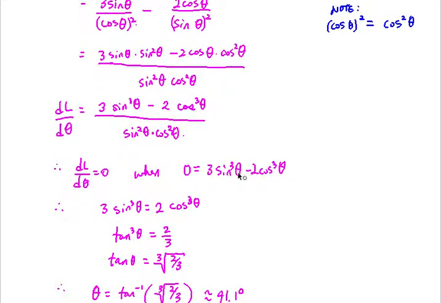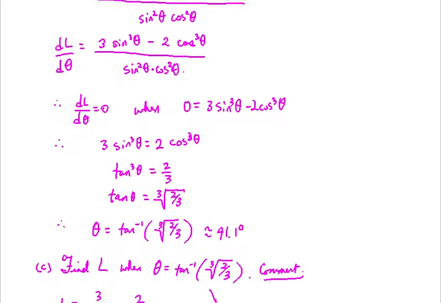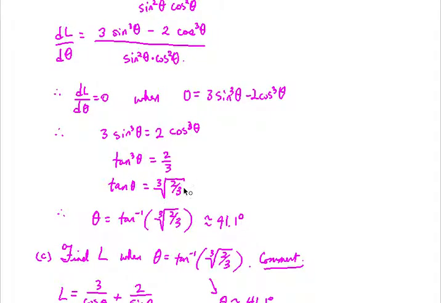You can see that if I bring this term over to the other side, I end up with that. I now divide everything by cosine cubed to get tangent cubed, divide everything by 3 to get 2 over 3, and then take the cube root of both sides. Notice it's not plus or minus because that's an odd power, and I end up with the cube root of 2/3. And then I solve for theta, which is the inverse tangent of the cube root of 2 over 3. And that on your calculator in degrees will result in 41.1 degrees.